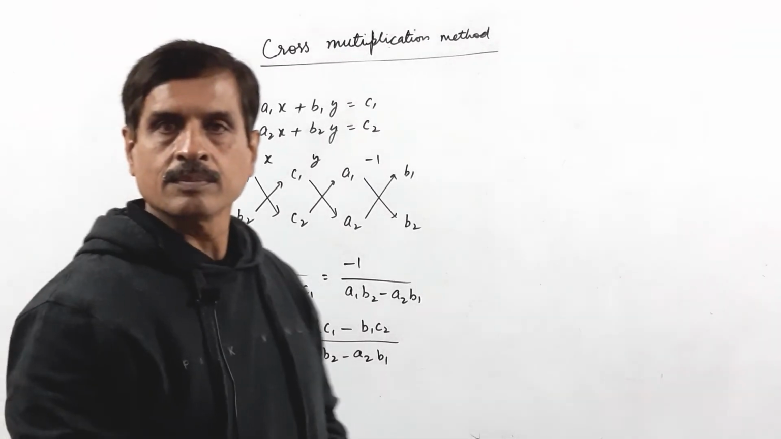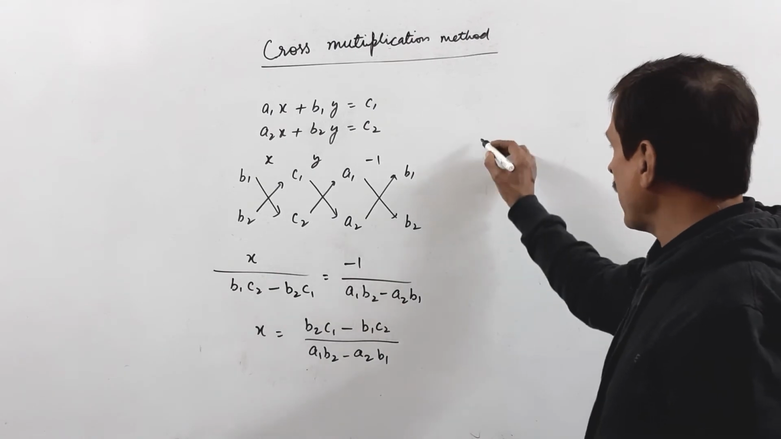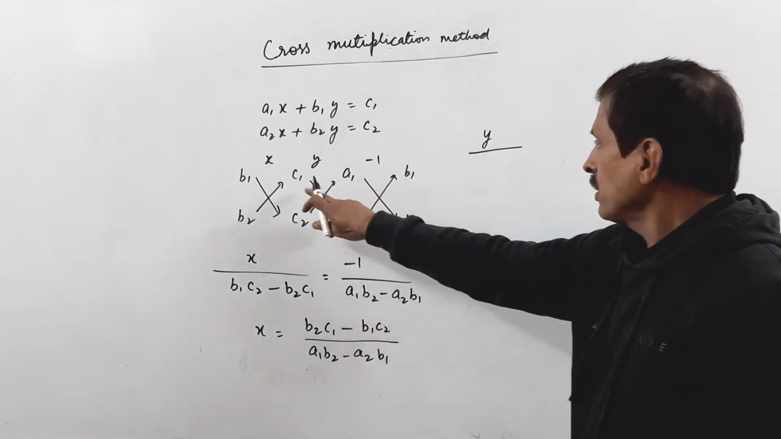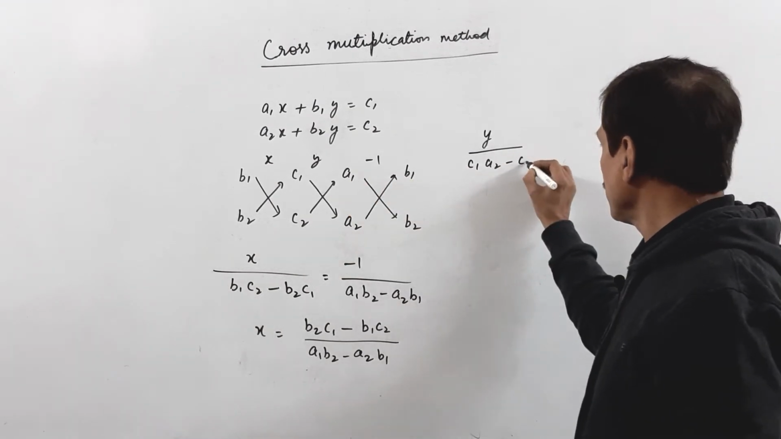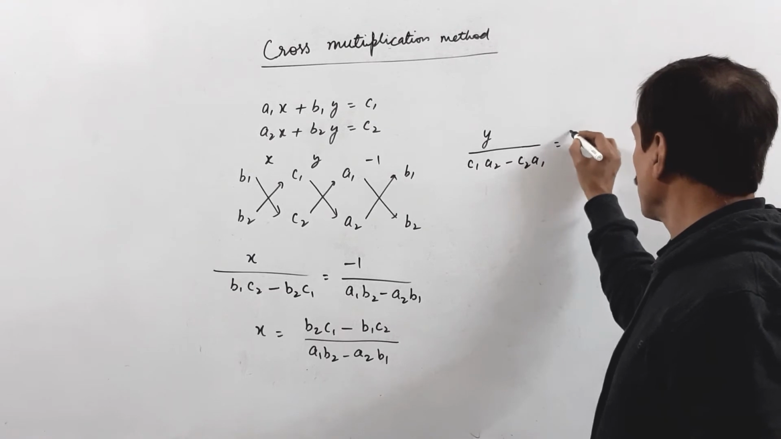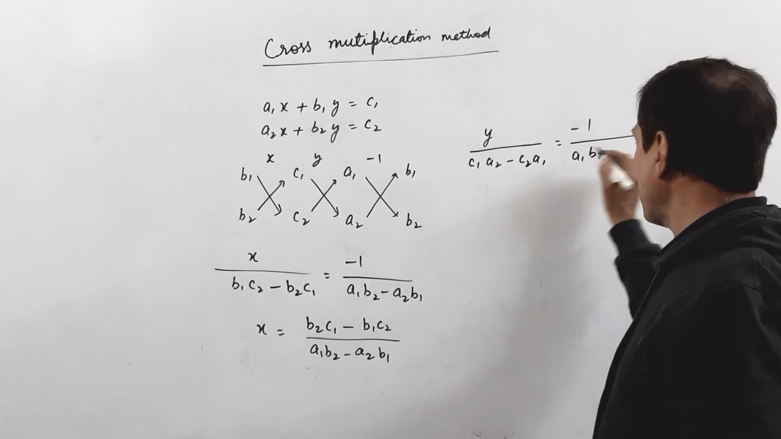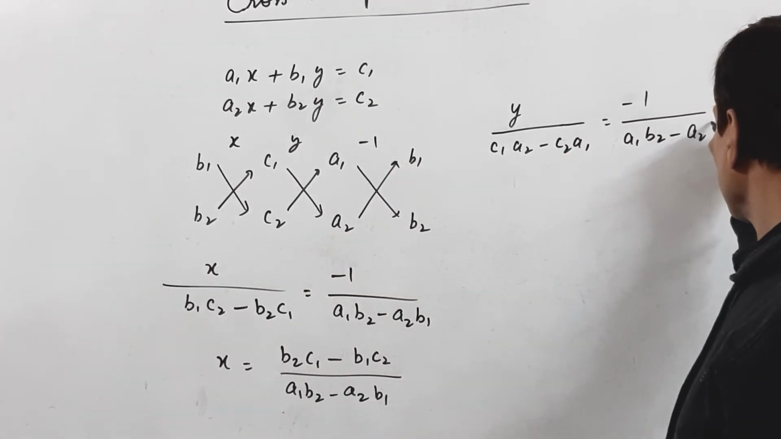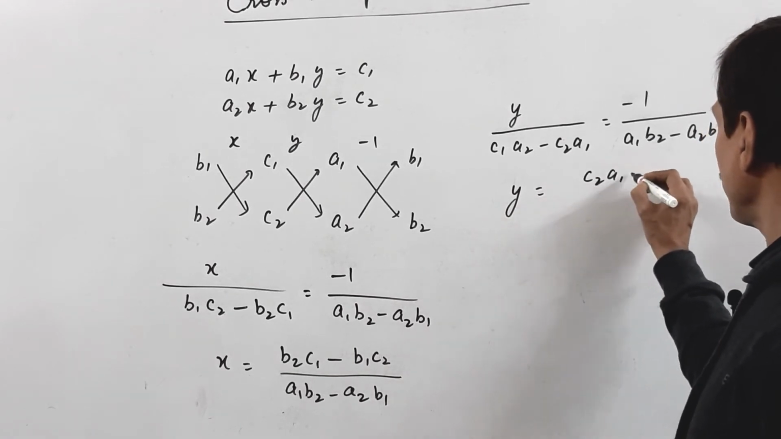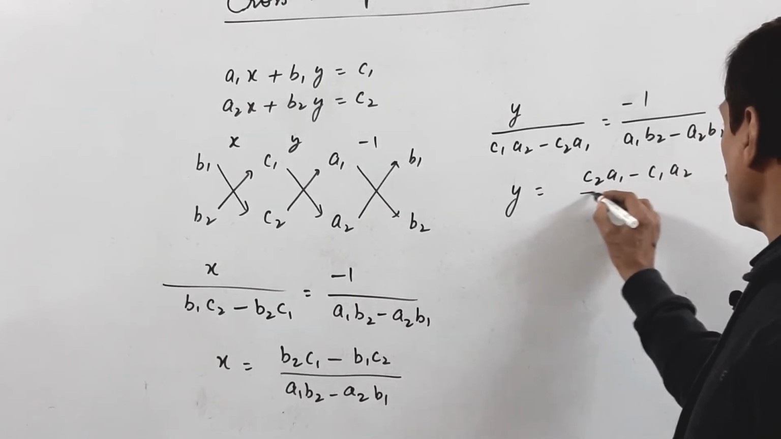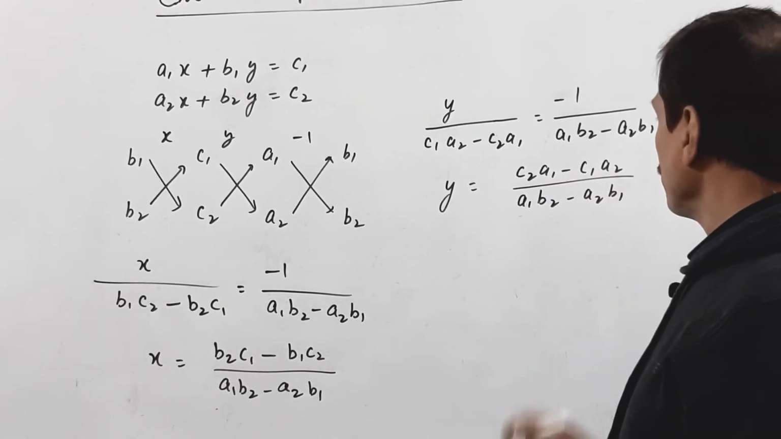Similarly, we can obtain the formula for calculating y. y upon c1 a2 minus c2 a1 is equal to minus 1 upon a1 b2 minus a2 b1, and thus y is equal to c2 a1 minus c1 a2 upon a1 b2 minus a2 b1.